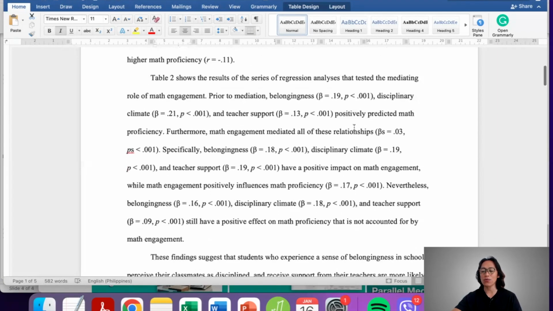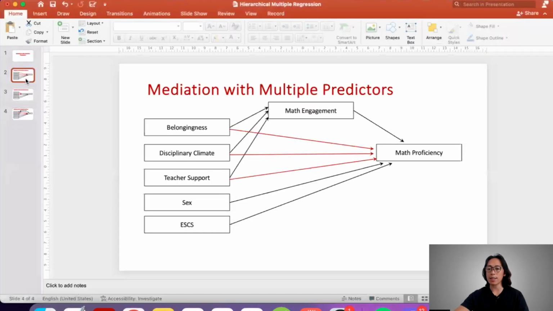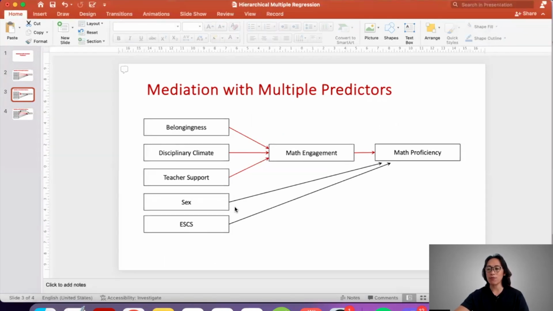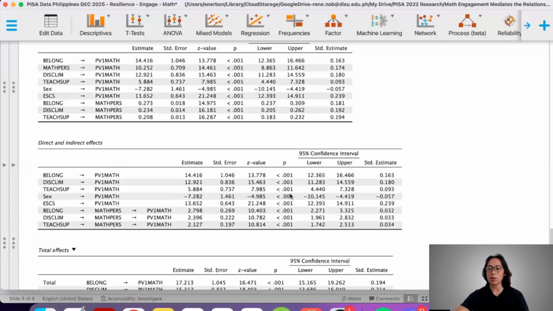So these are the results that I have written in advance. I'll walk you through what I have put in here. To recap, we are testing a model wherein we wanted to know if belongingness, disciplinary climate, and teacher support predict math proficiency, and if such prediction or relationship is accounted for by math engagement, while controlling for age and socioeconomic status as control variables. And then we computed those values.